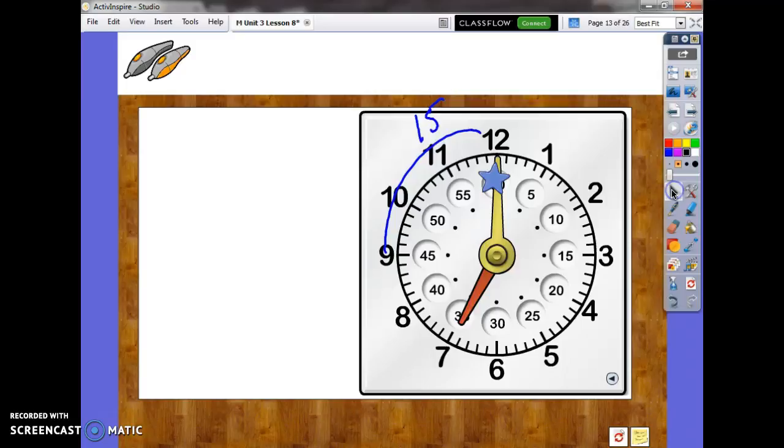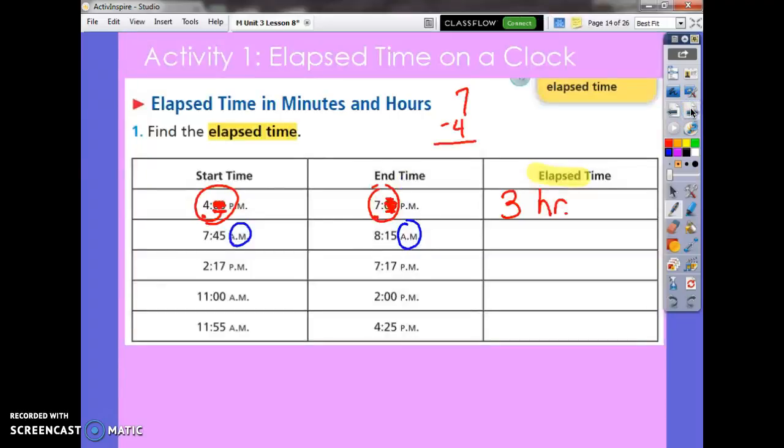Now if I'm going to 8:15, then my minute hand is going to come down to the 3. My hour hand is going to be a little bit above the 8 now. And then I see I just went from the 12 to the 3, which is another 15 minutes. So 15 minutes plus 15 minutes is going to be 30 minutes. So the elapsed time is 30 minutes.